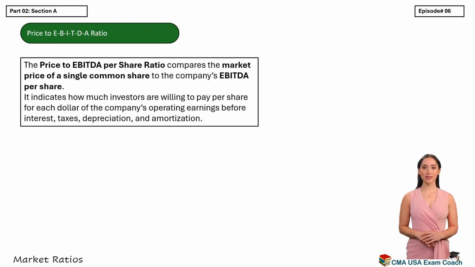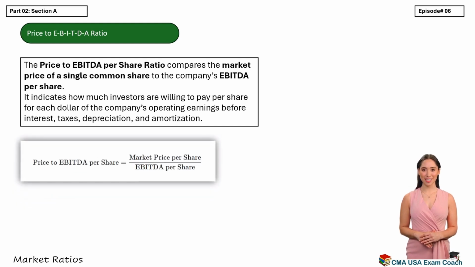Here's the formula. Price to EBITDA per share ratio equals market price per share divided by EBITDA per share. This ratio is useful when comparing companies in capital-intensive industries where depreciation and interest expenses can vary widely. It gives a clearer view of a company's operating strength from the investor's perspective.